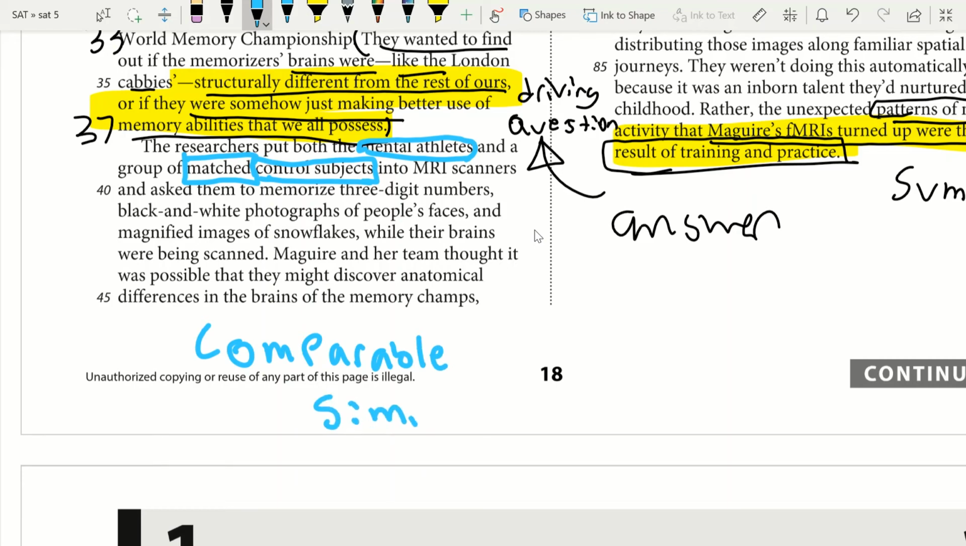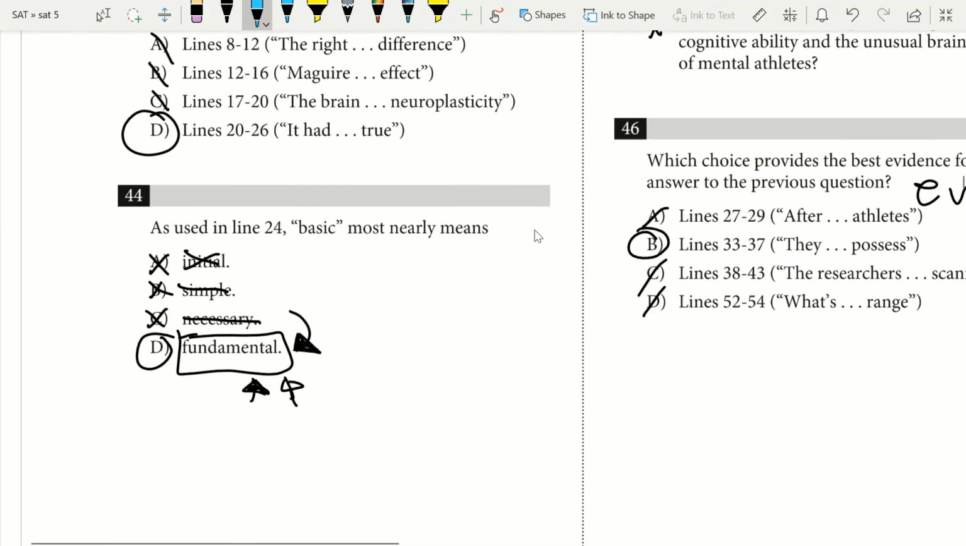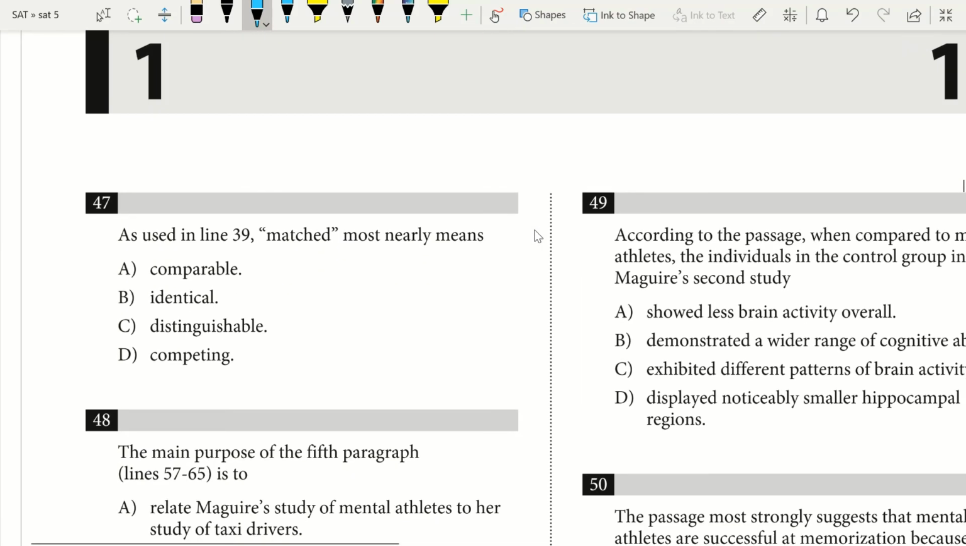Similar would also be a good answer choice. Similar control subjects, but I would say comparable would be my best answer there. So let's look if we have either of those. We do not have similar, but we see we do have comparable. Okay, so that would be our answer choice there for 47. It'll be A. As far as why B through D are wrong, let's go ahead and cover that.